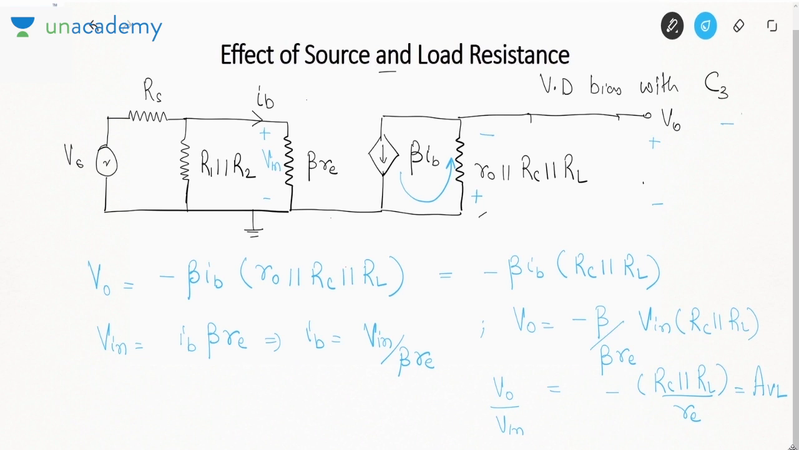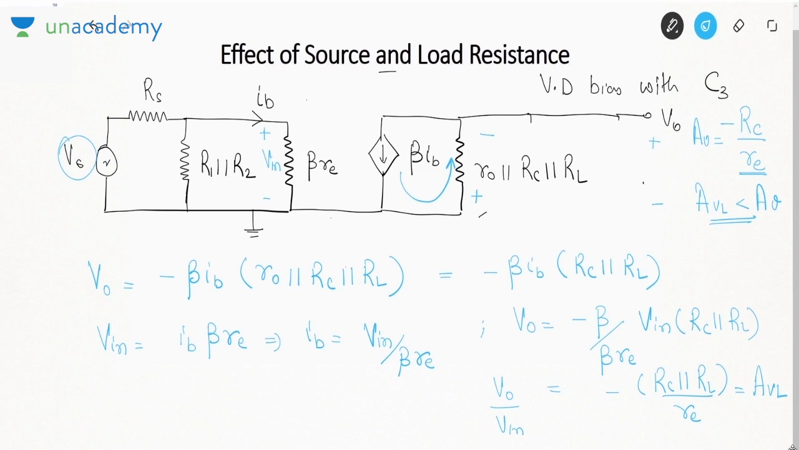Earlier, in the first case, we derived the voltage gain as minus RC by RE. But now in the numerator we have RC parallel RL. So what you can say, AVL is less than AV. AV is the open circuit voltage gain where there was no load resistance RL. This gain that we derived earlier was AV. But this is V0 by Vin. This is not V0 by Vs.